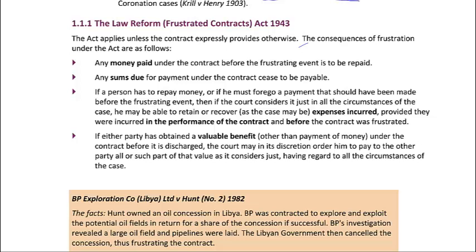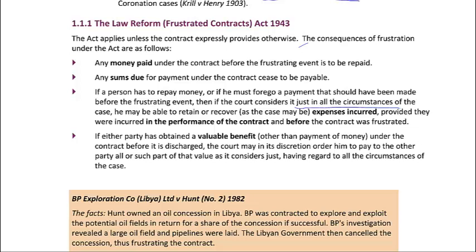And then we have these next two provisions, which I think are very fair. And they say that if someone has to repay the money, maybe a deposit, or forego a payment that he should have received before that frustrating event, then if the court considers it just in all the circumstances, so basically if it's fair, then the court will arrange for the party to be reimbursed some of his expenses that were incurred in getting ready for that contract. Which seems fair, doesn't it? If you've incurred some costs, they shouldn't all fall on one party.